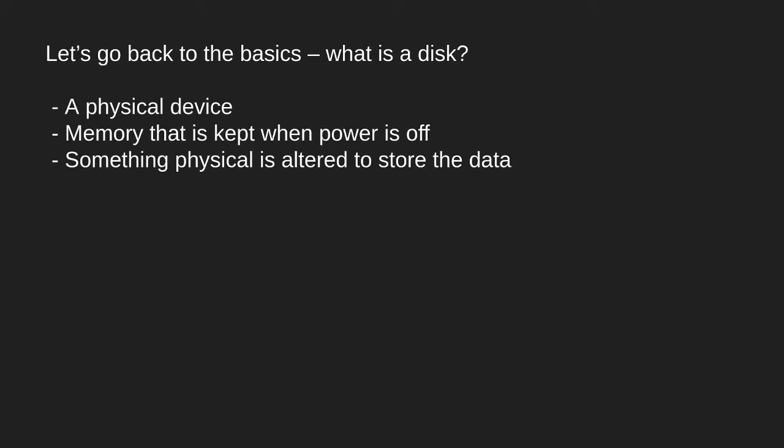But let's go back to the basics. What is a disk? A disk is a physical device. It is basically memory that is kept when power is off. So when we turn the computer back on, we still have our data. In order to store something when the power is off, something physical is altered on the disk itself.